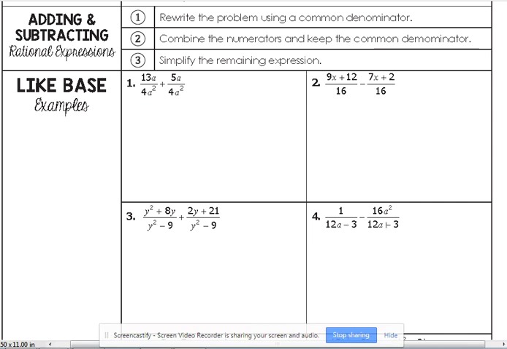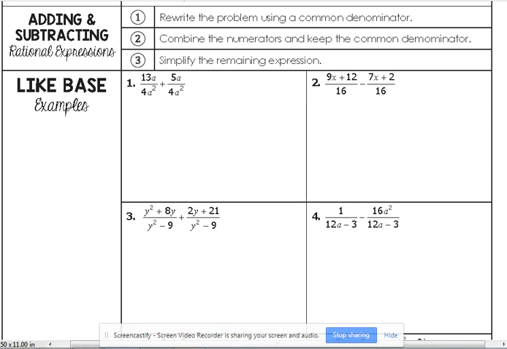All right, so the instructions say rewrite the problem using a common denominator. These first 6 examples already have a common denominator, so we don't have to worry about that. Step 2, combine the numerators and keep the common denominator. So we don't do anything to the denominator.